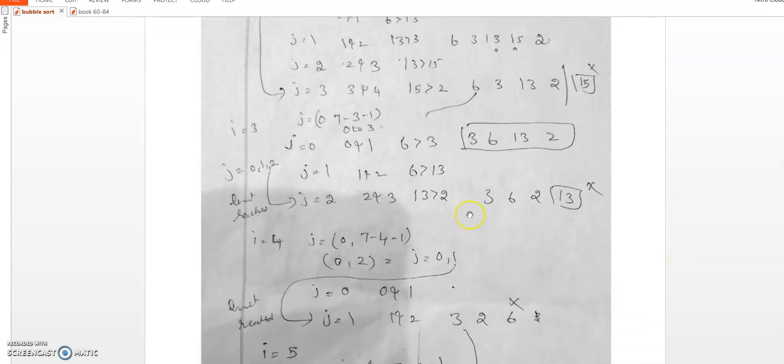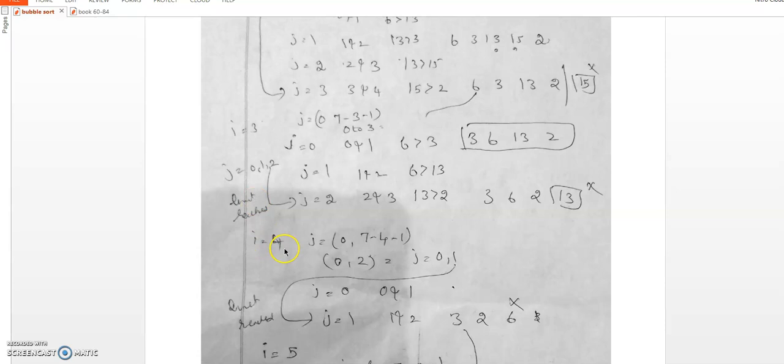So when i equal to 3, j varies from 0, 1, 2. At 0, 0 and 1 will be compared. 6 is greater, so it will be swapped. When j equal to 1, 1 and 2 will be compared. There is no need of swap. When j equal to 2, 2 and third will be compared. Here it is not in the correct order, so it is swapped. So the j limit has been reached, and we will move on to the outer loop, that is the i loop.